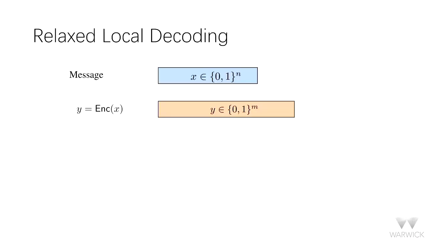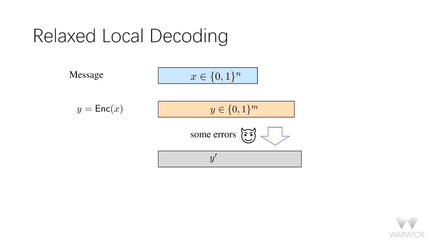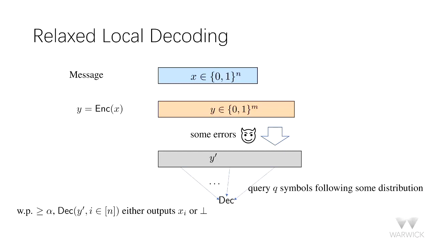Relaxed local decoding. This is a relaxed version of local decoding. The definition is similar, but there are some differences in the decoder. Again, we have a codeword y and some errors on y. For this corrupted version y prime, we require that the decoder, on input y prime and the index i in [n], should either output x_i or abort with a constant probability alpha. And again, we require the decoder to query q symbols following some distribution.